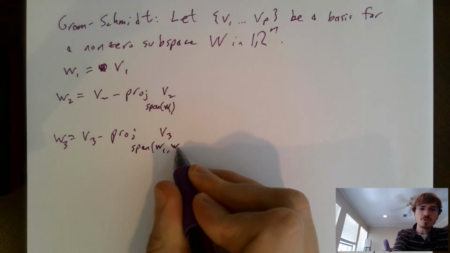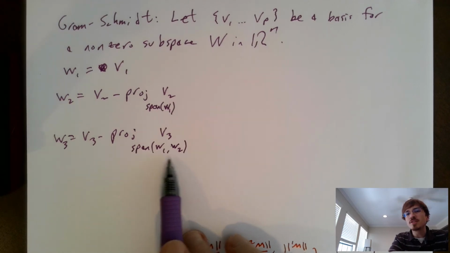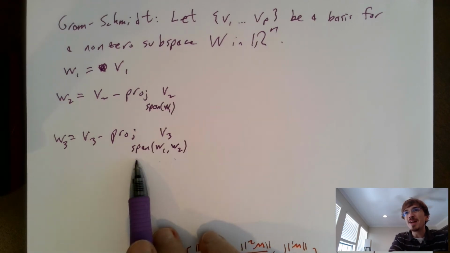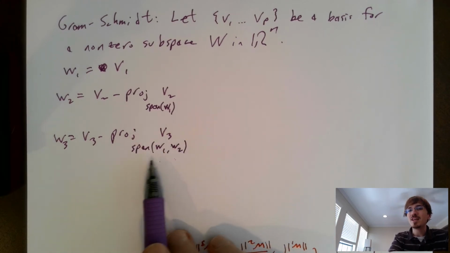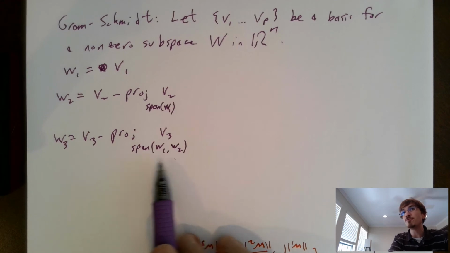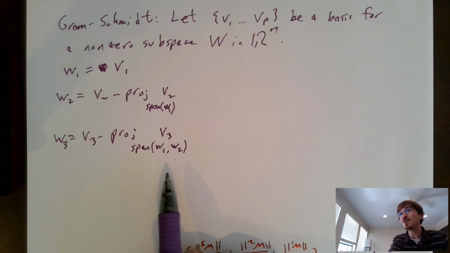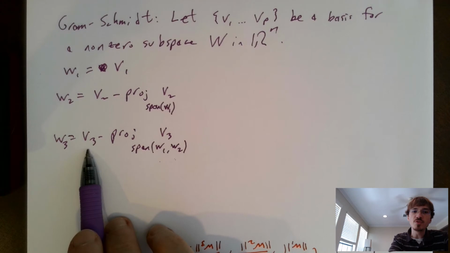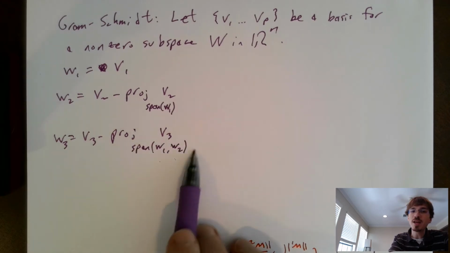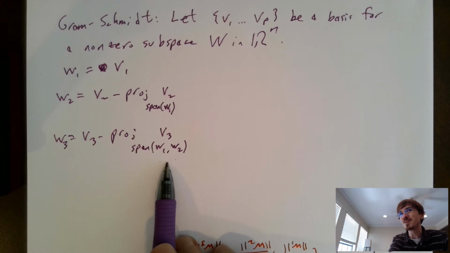W1 and W2. And why are we using W's here now? Because I know that W1, W2 will form an orthogonal basis for this subspace. It's true that it will be the same as the span of V1 and V2, but we don't have a good way to define that orthogonal projection onto a subspace if we don't have an orthogonal basis. So we do V3 minus the projection of V3 onto the subspace spanned by the orthogonal basis that we've already constructed.